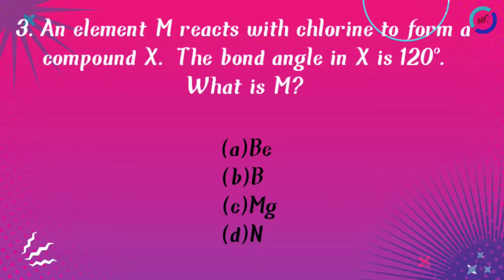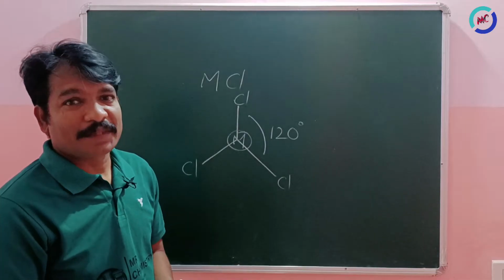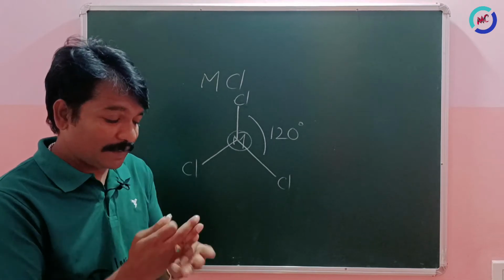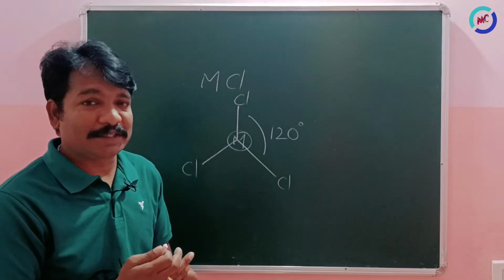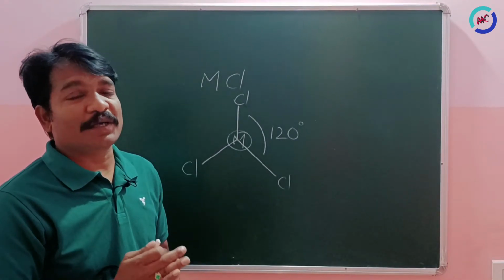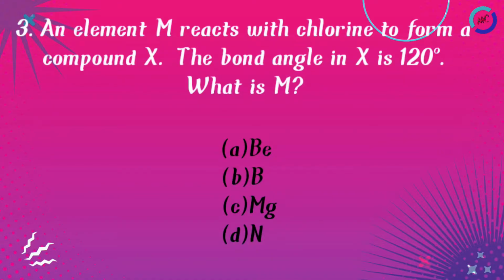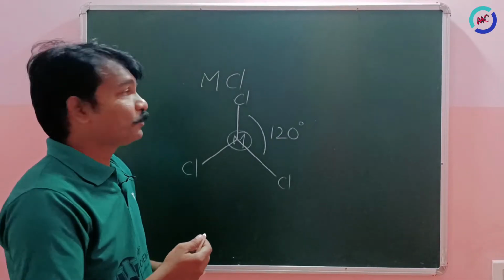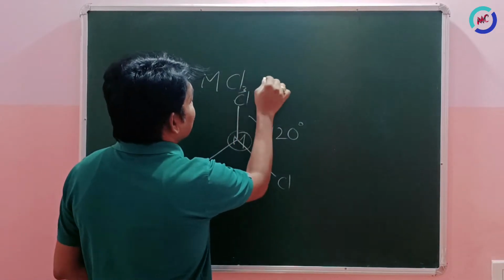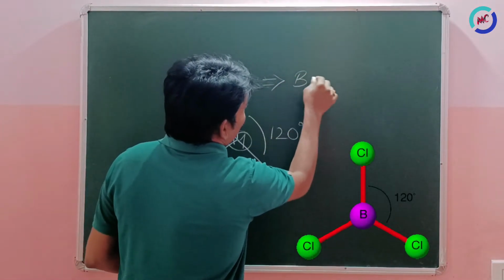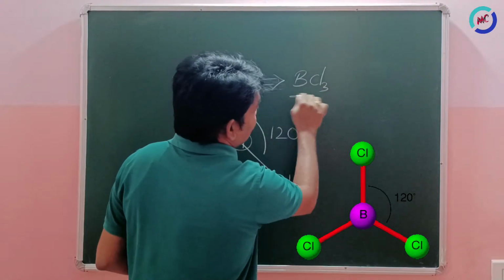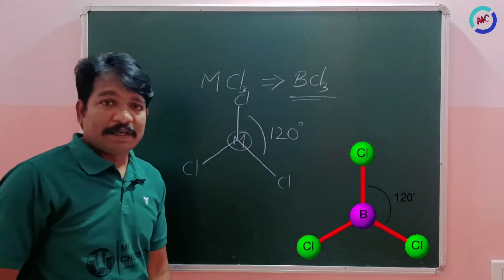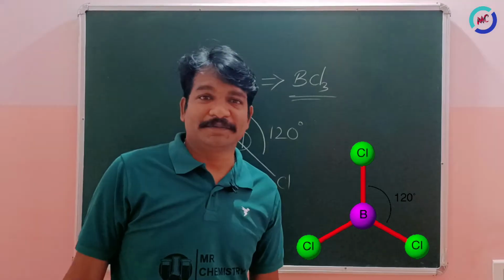From the given options, which one is the third A group element? Boron is the third A group element. They have given beryllium, boron, magnesium and nitrogen. Out of all these, boron is the third A group element. Then the answer is boron. Sometimes they will give other things also, something like boron trifluoride. Here this is nothing but boron chloride, BCl3. And the option is boron.